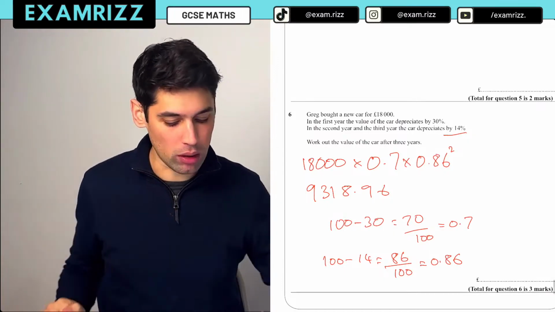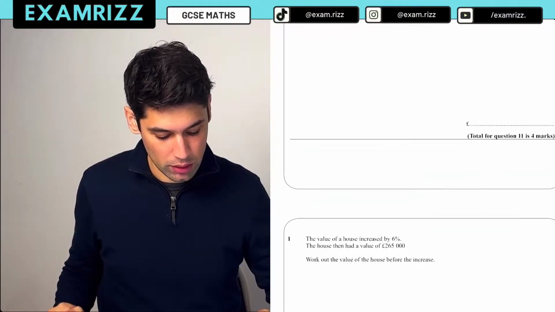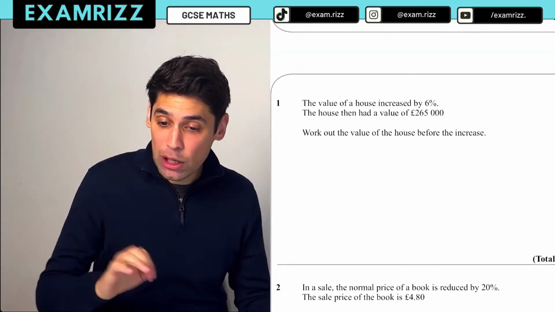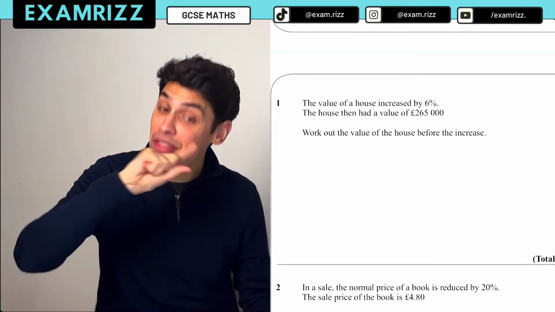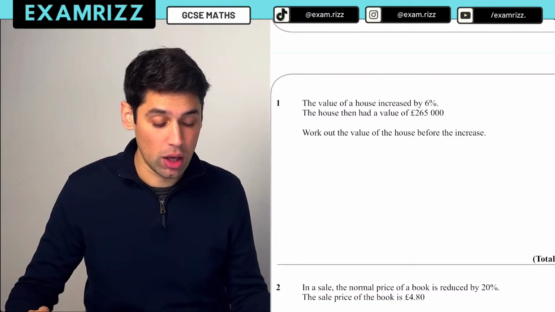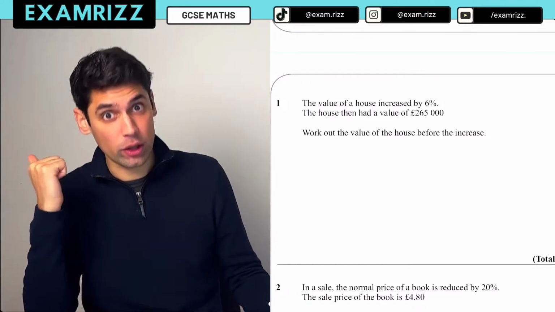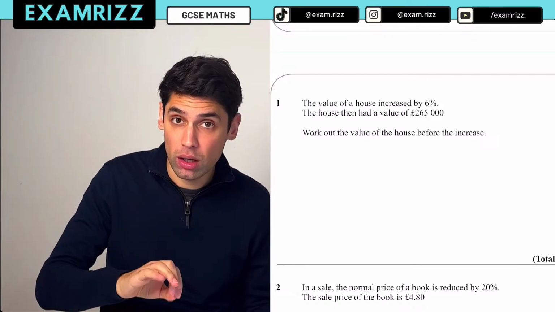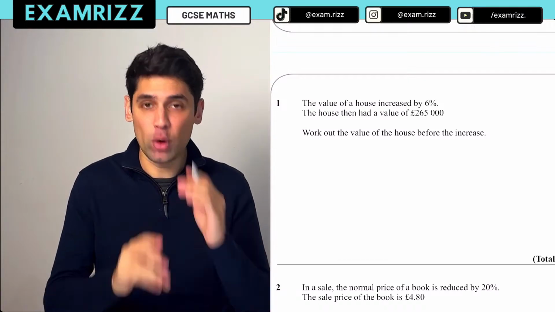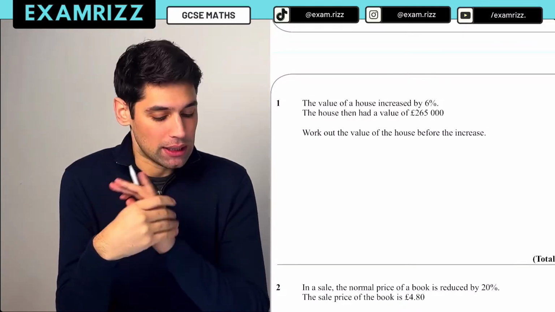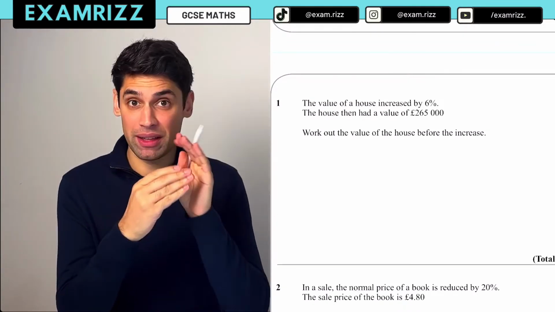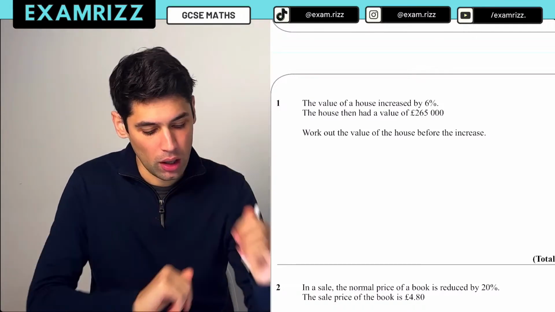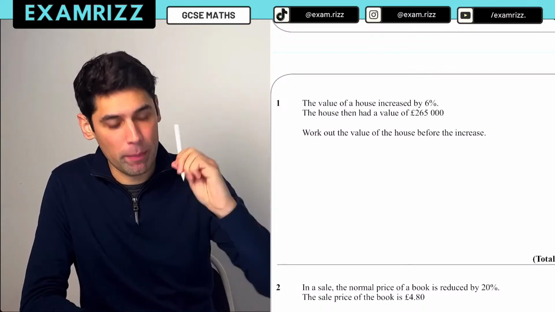We're going to go through a little bit more as well in these next few questions. So back to this one. The value of a house increased by 6%. The house then had a value of 265,000. Work out the value before the increase. So this is actually going to be using the same formula, just in reverse. So it's really important from the wording of the question to be able to figure out whether something is going to happen or something has already happened. Because this one has already happened, we're going backwards.